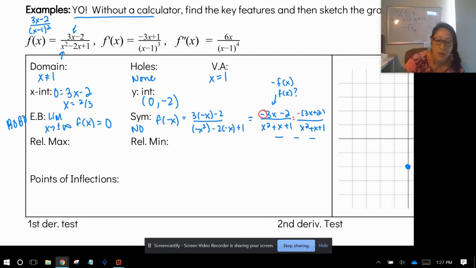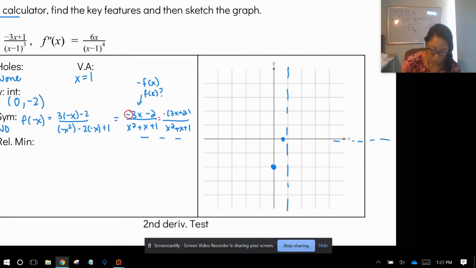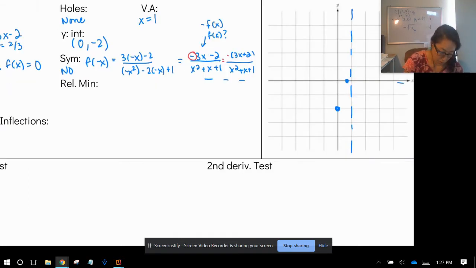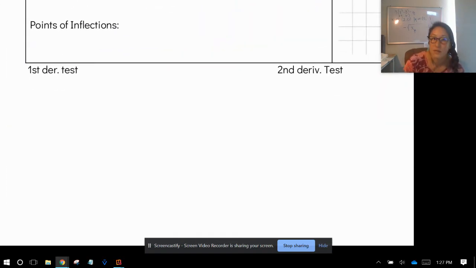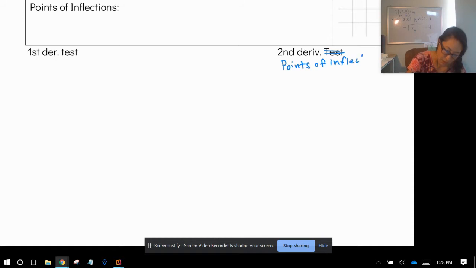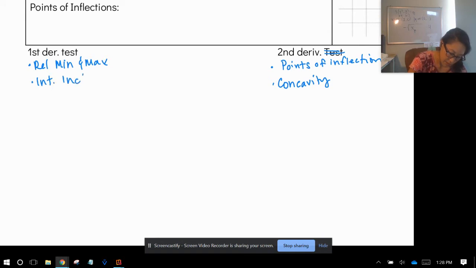All right, so now, because this doesn't tell us a whole lot about our graph, we're going to figure out where our relative mins and maxes are. So we're going to have to use the first derivative and the second derivative test. Okay, so the first derivative, actually it's the second derivative to find our points of inflection, and where we also can tell our concavity. Okay, first derivative can tell us about our relative mins and maxes and our intervals of increasing and decreasing.